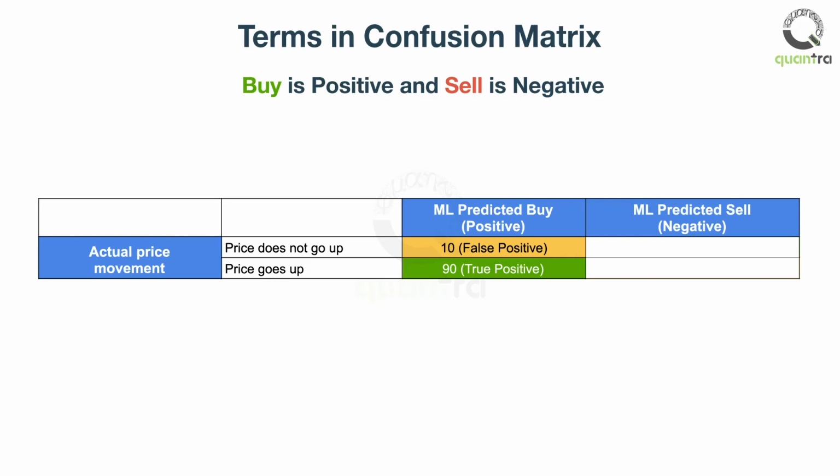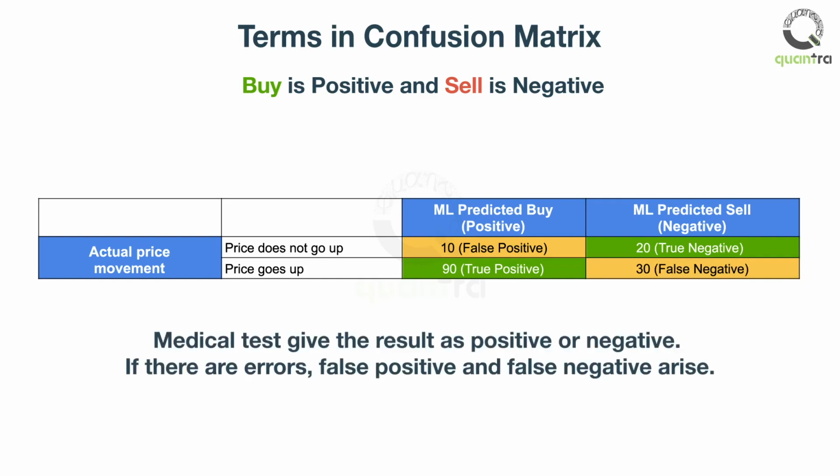The number of times the ML model correctly predicted negative, or the sell signal, is true negative. And where the ML model was incorrect in the prediction of negative label or sell signal, is called a false negative. This usage of terminology of positive and negative comes from medical science, where we run the test and the result is either positive or negative. But in some cases, there can be a misdiagnosis. These are termed as false positives or negatives.